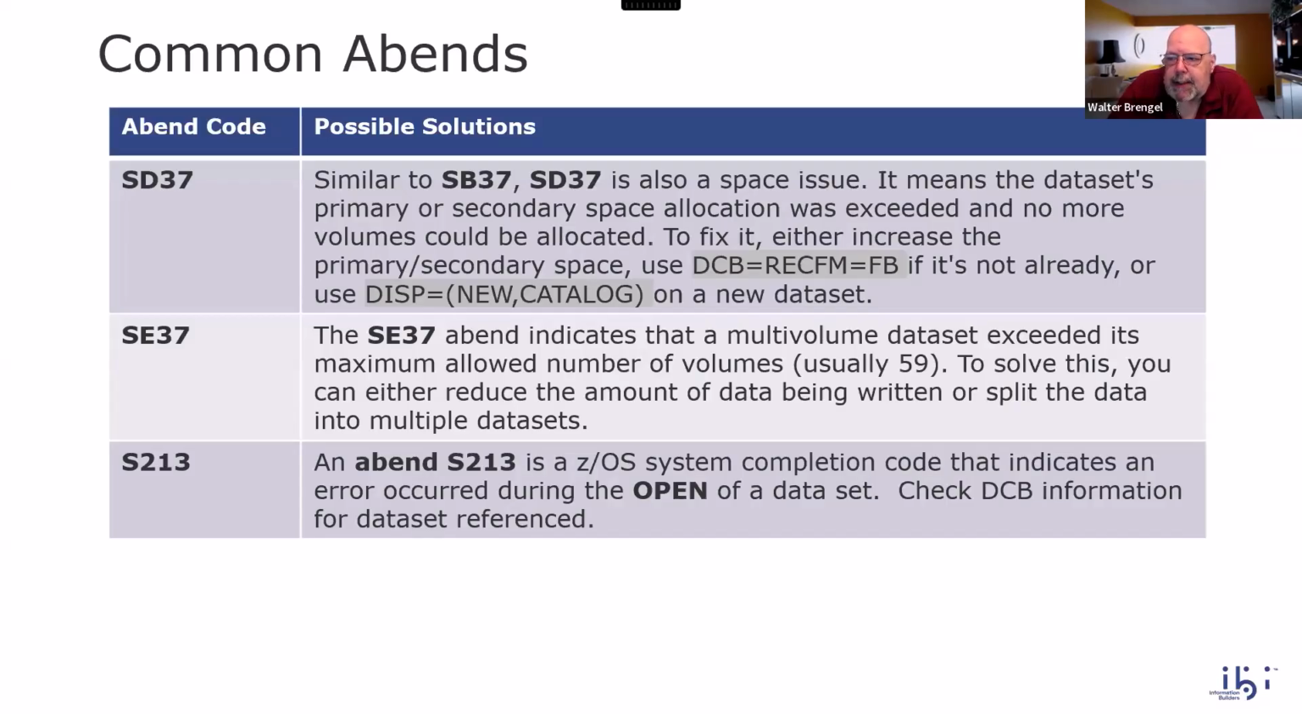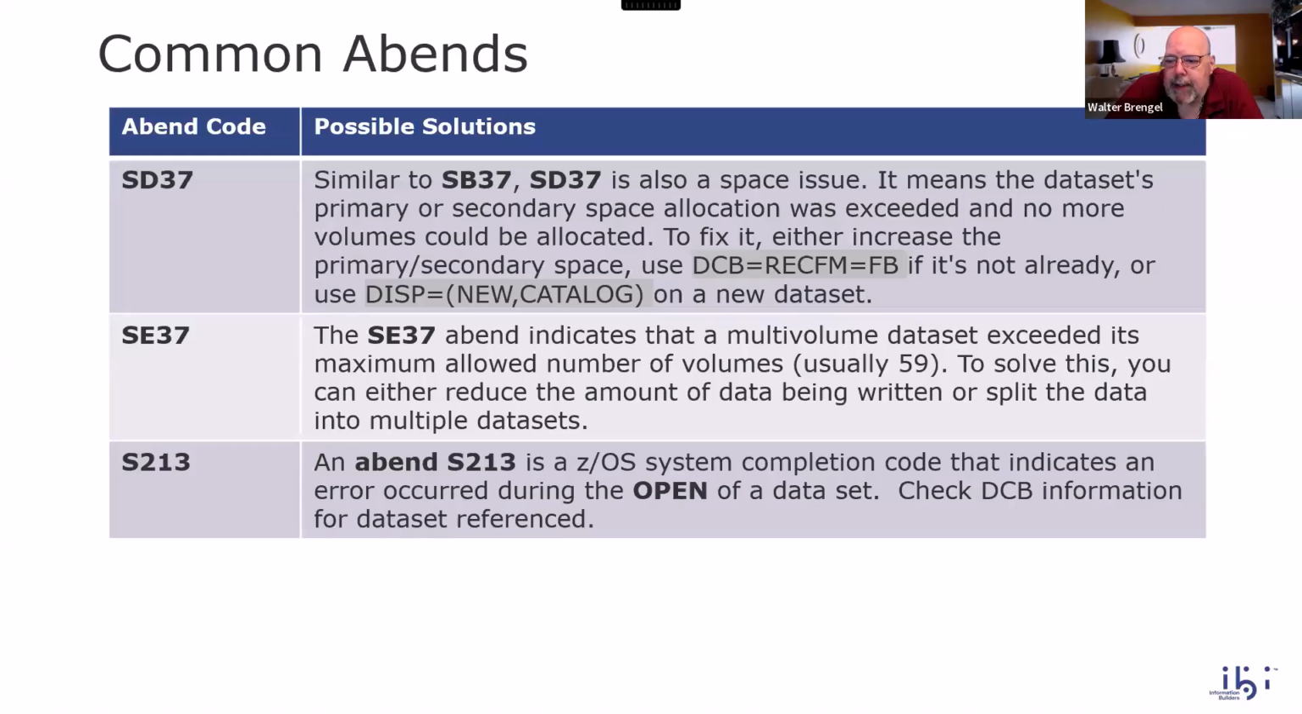But this one, the D37, means that your primary or secondary allocation was exceeded and there are no more volumes that can be allocated. So you might want to check with your systems people. Maybe they have SMS rules in place that are only allowing you to write to certain devices or in certain management classes. And maybe they can do something to help resolve that.